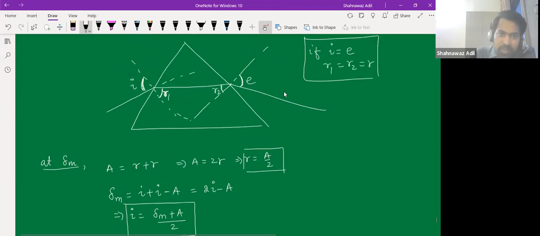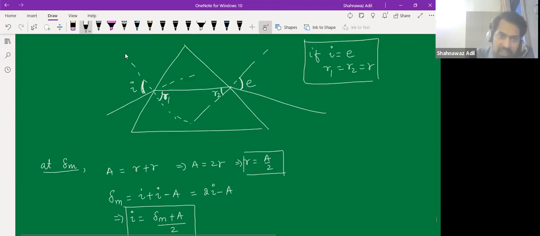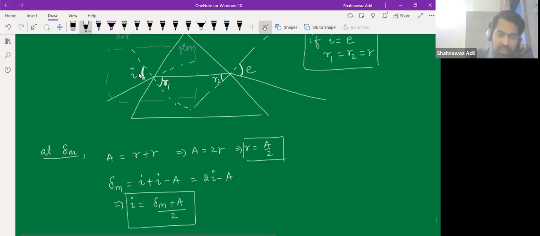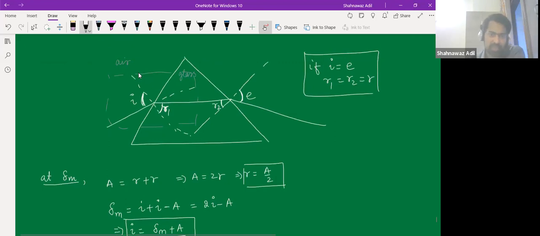So if we apply Snell's law at this point, this is air, and this is, let's say, some glass. So if I apply Snell's law, what would be the Snell's law? I'm going from air to glass here. So what would be Snell's law?